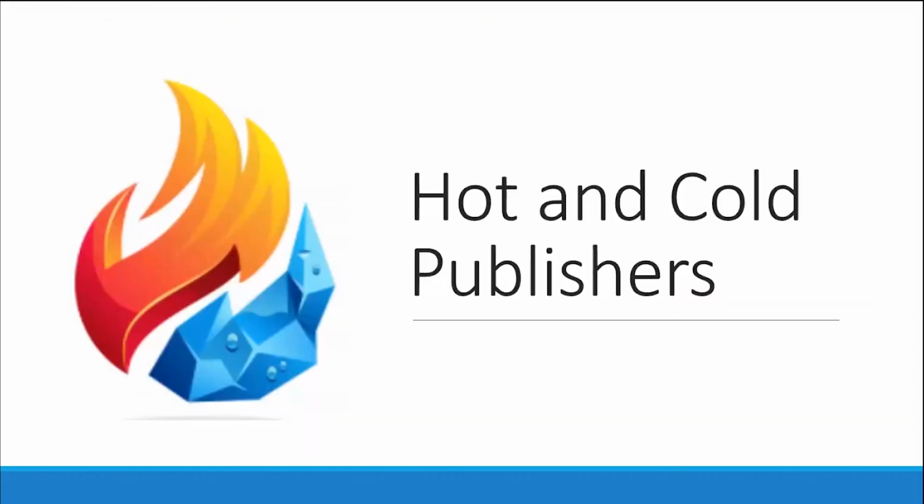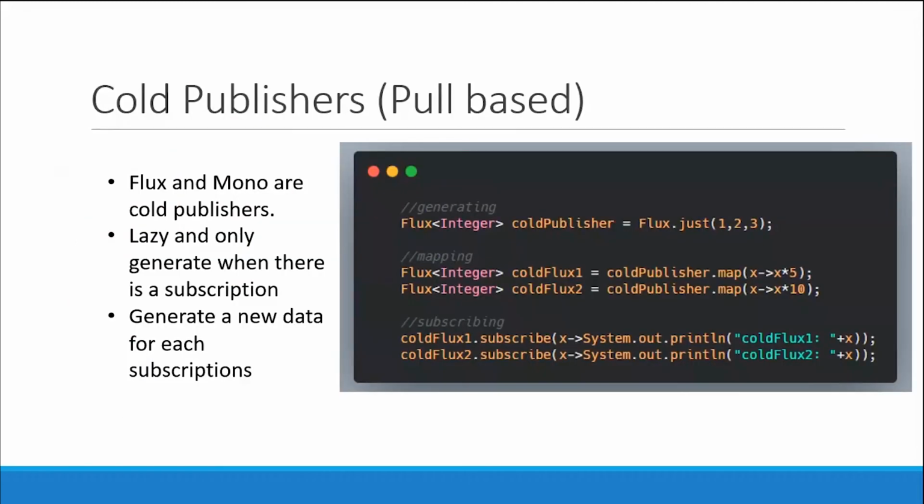Okay. So, hot and cold publishers. There are mainly two types of publishers. I mean, we have Flux and Mono. This is about cold publishers and hot publishers. It's like two concepts on Flux and Mono. Cold publishers are called pull based. Normally in Reactor, Flux and Mono are lazy publishers. That means without a subscription, it won't emit data. So if we have a subscription, it starts to emit data.